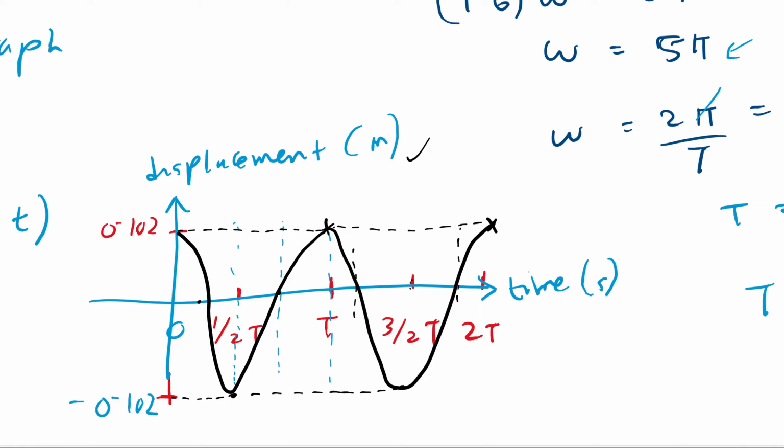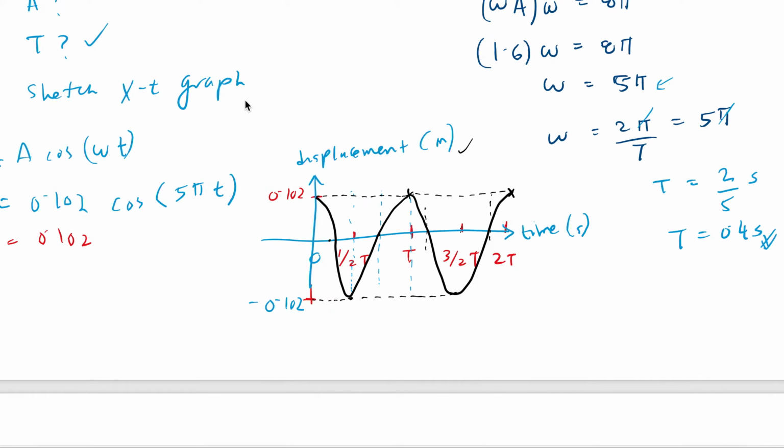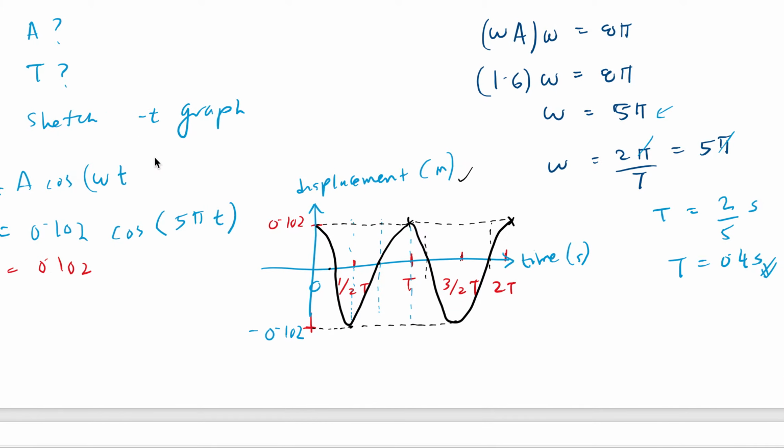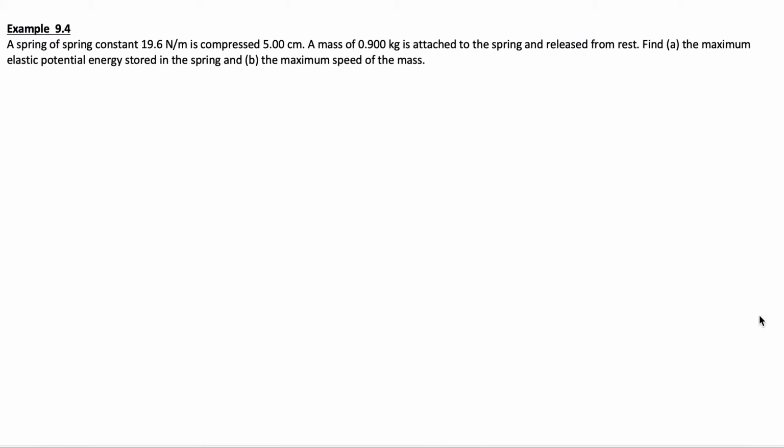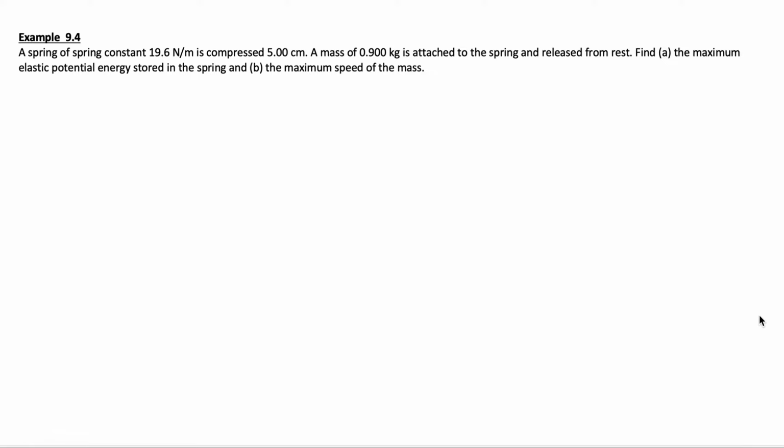So how did I plot this graph from this equation? I used this equation. How did I get this equation? I got it from solving it. I solved for A, and then I solved for omega. I got this equation. Then I figured out the amplitude, and I figured out how to plot it. This is the next question.